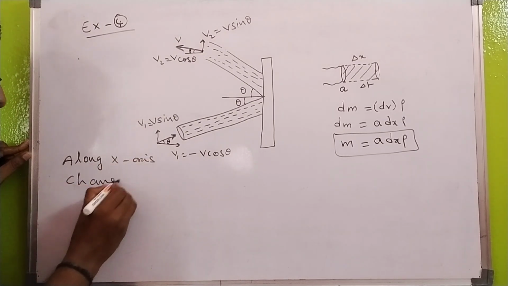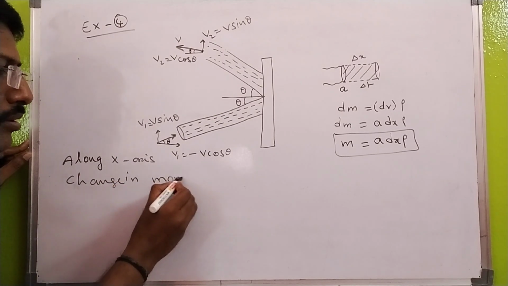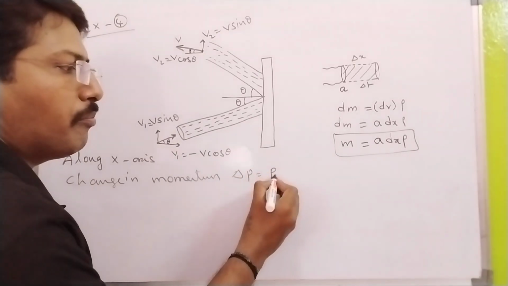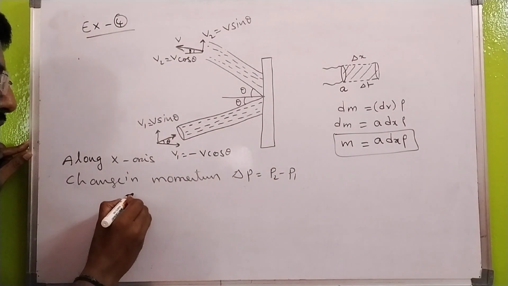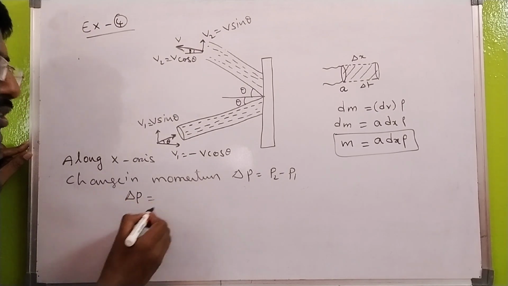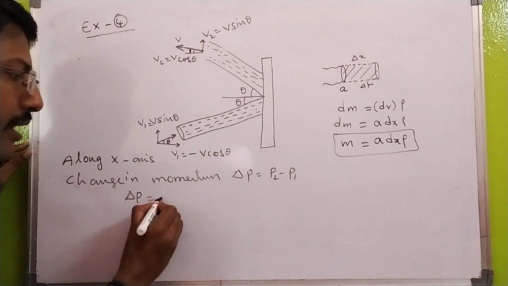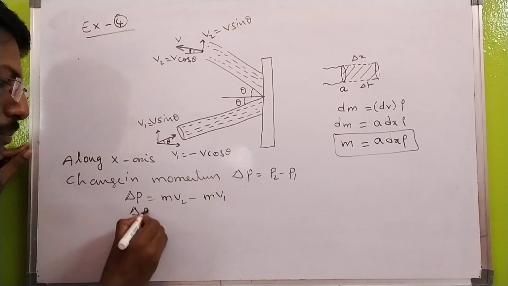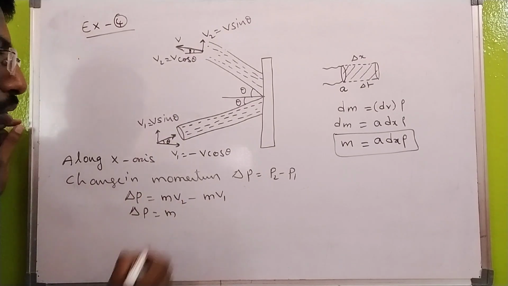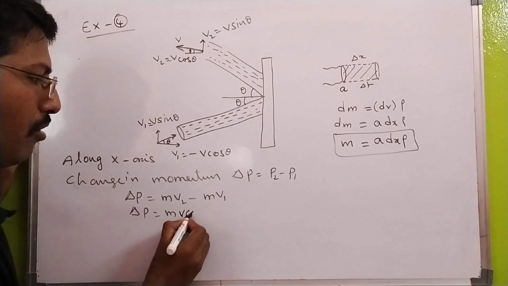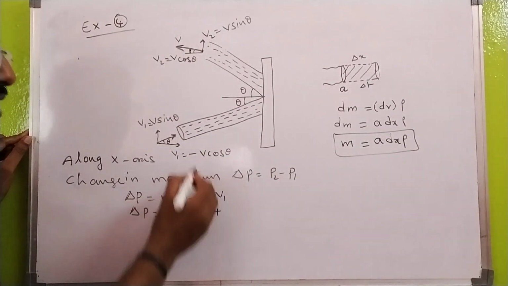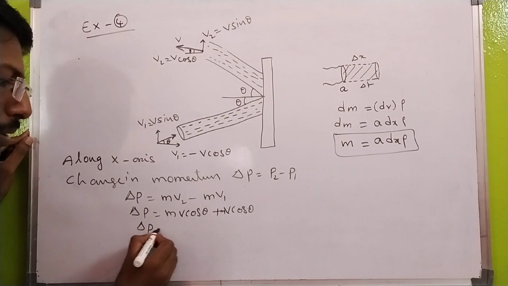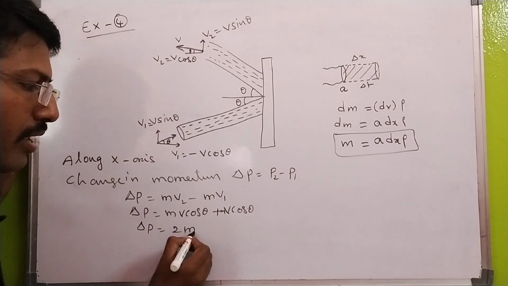Change in momentum: delta P is equal to P2 minus P1. So if you observe here, delta P is equal to M V2 minus M V1. M V2 can be written as V cos theta, so minus of minus gives plus V cos theta. So delta P is equal to 2 M V cos theta.